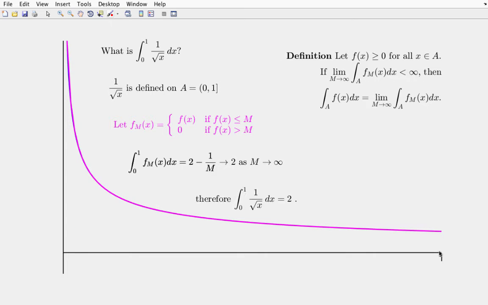Because the integral from 0 to 1 of f_m is 2 minus 1 over m, that converges to 2 as m goes to infinity, and I get exactly that the integral from 0 to 1 of 1 over the square root of x is 2. So it in fact is defined using this extended definition of integration, what we call an improper integral.